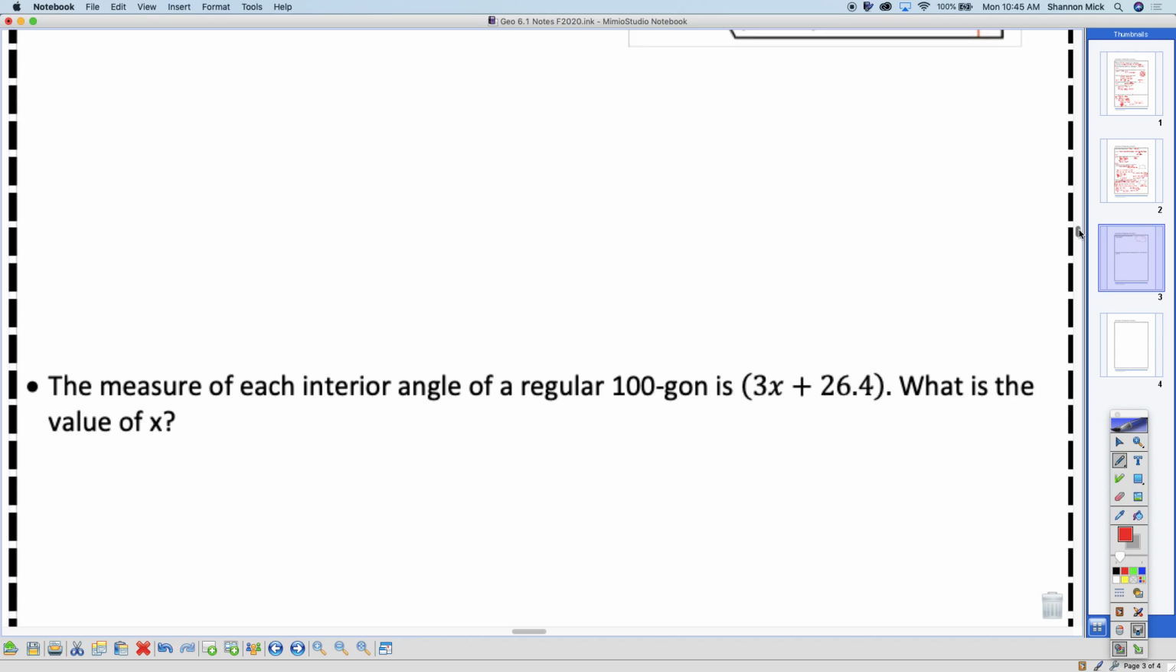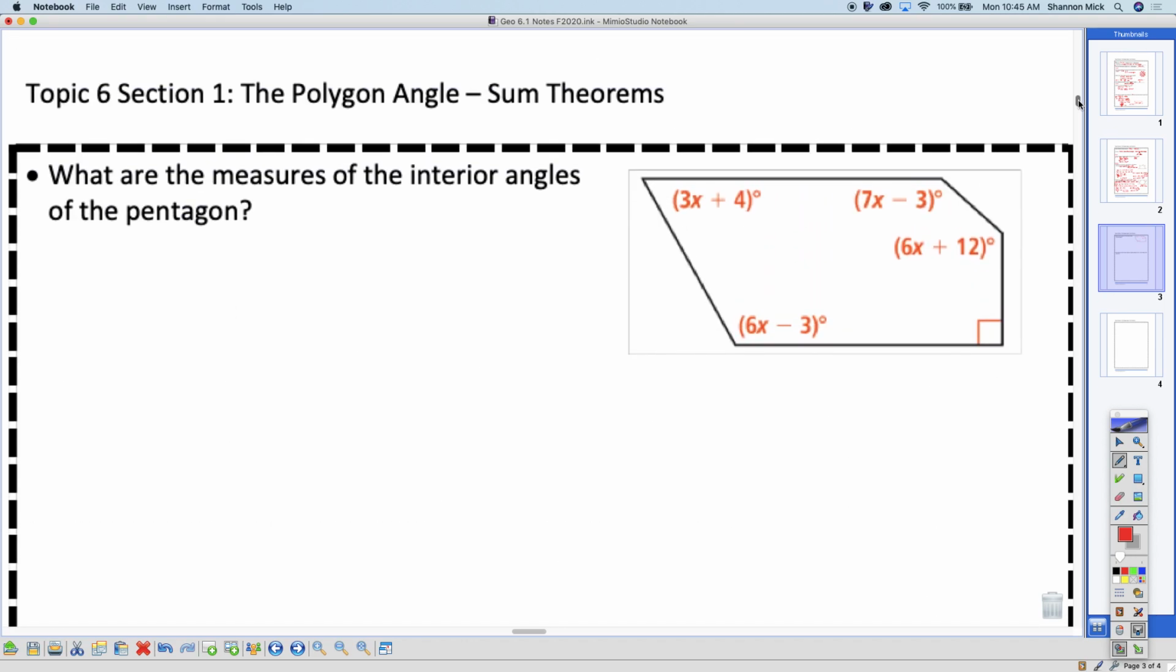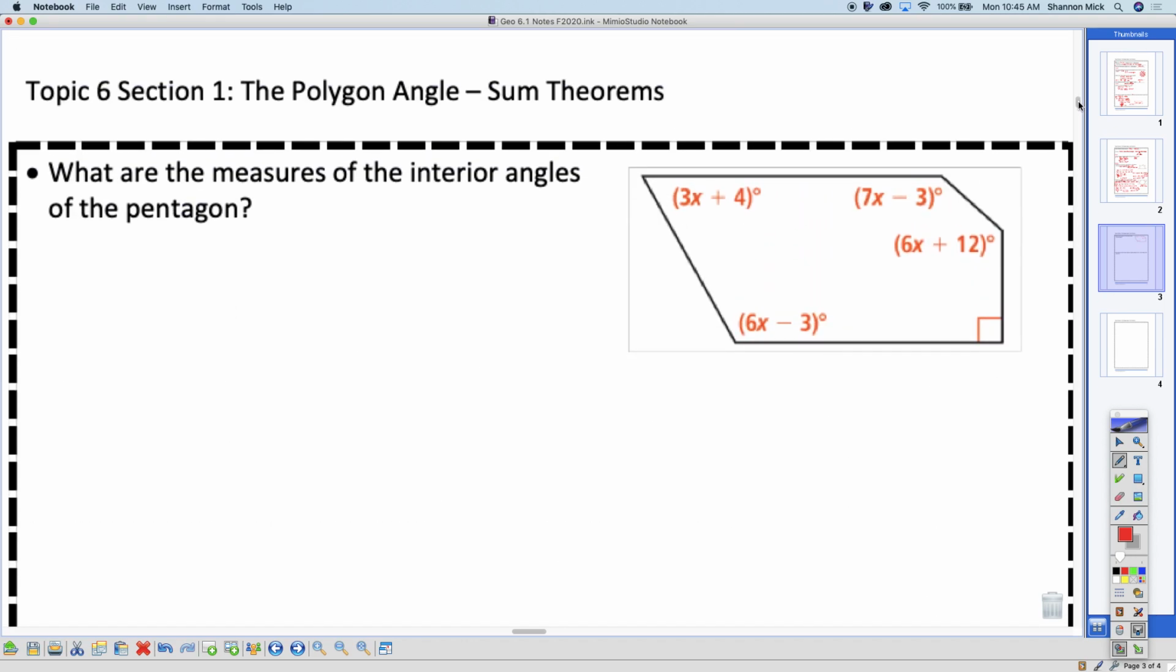Okay, so I'm going to give you this problem right here. I will start reading, but you need to work on this problem. What are we talking about here? Measure of the interior angles, correct? So what am I going to do with all these angles? Add them up and set equal to the sum of the interior angles. So you've got to find the sum of the interior angles.